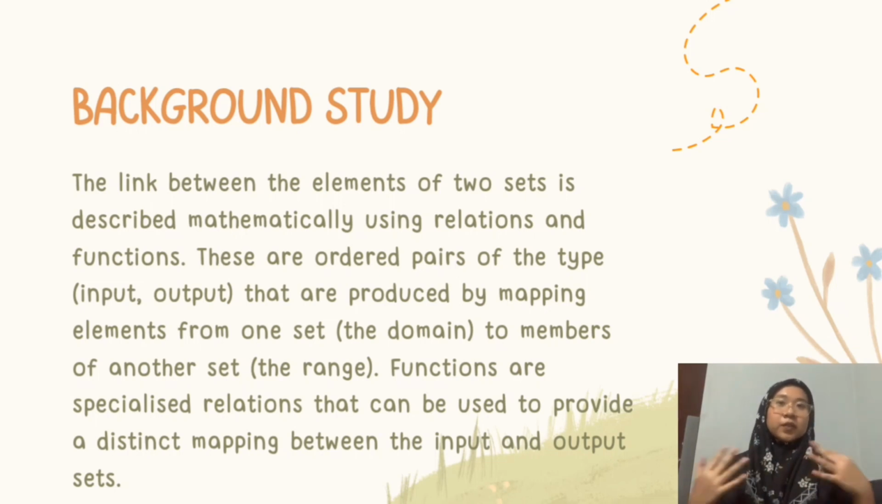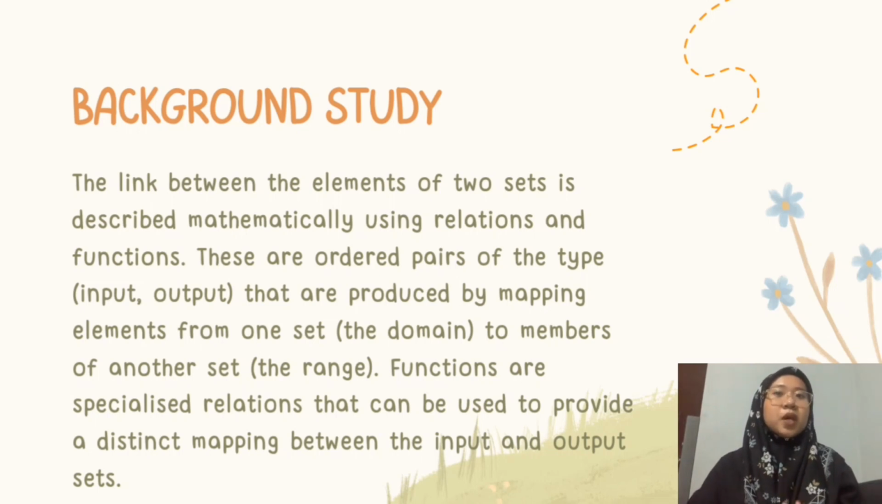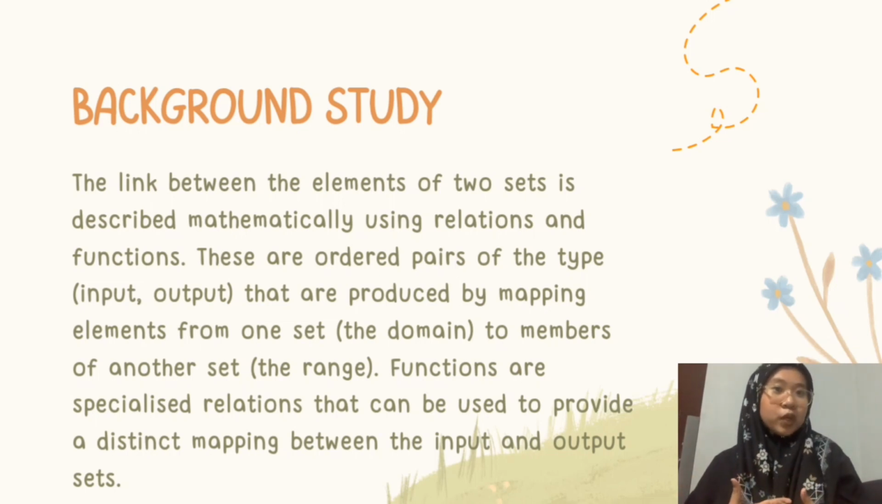So first of all, for the background study, a relation is the link between the elements of two sets, described mathematically using relations and functions. These are ordered pairs of the type input and output, produced by mapping elements from one set, the domain of course, to the members of another set, which is the range. Functions are specialized relations that can be used to provide a distinct mapping between the input and output sets. You can see later on in this slides project, my group member will present to you the source code and how the output will come.